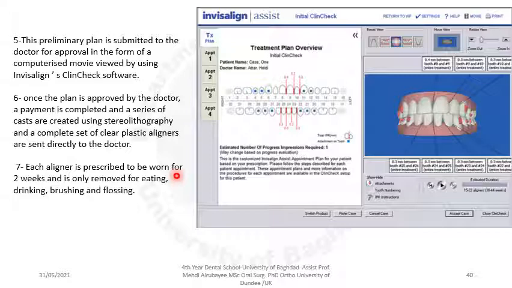Seventh step, each aligner is prescribed to be worn for 2 weeks and is only removed for eating, drinking, brushing, and flossing.